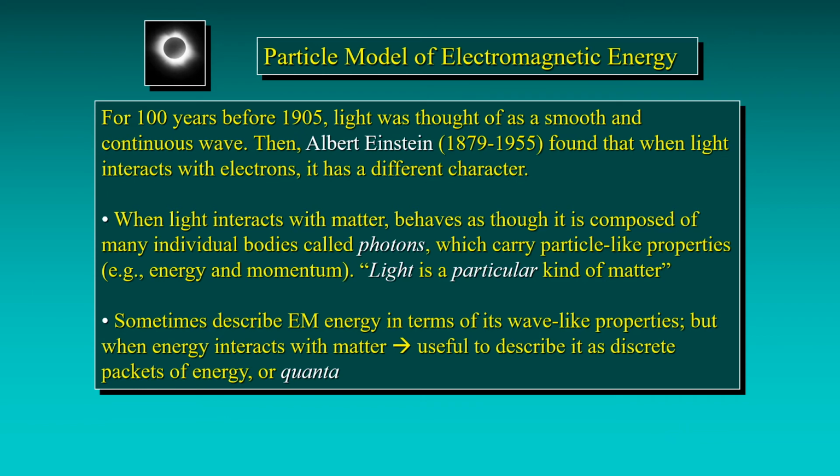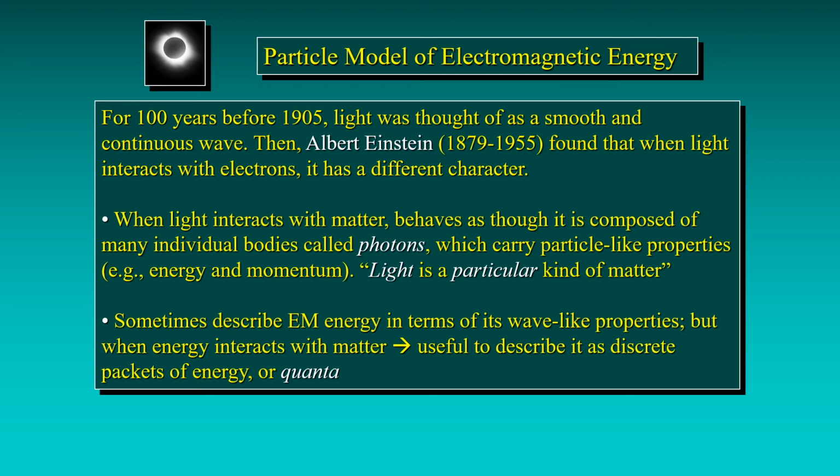So now I'm going to discuss another very important concept in remote sensing and in electromagnetic radiation theory in general, and that is the particle model of electromagnetic radiation. For about a century prior to 1905, we thought of light as a smooth and continuous sort of wave. That's the wave model that we just discussed.